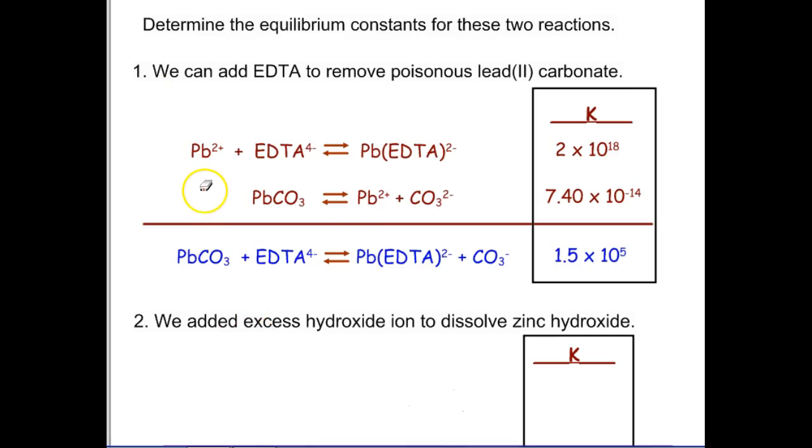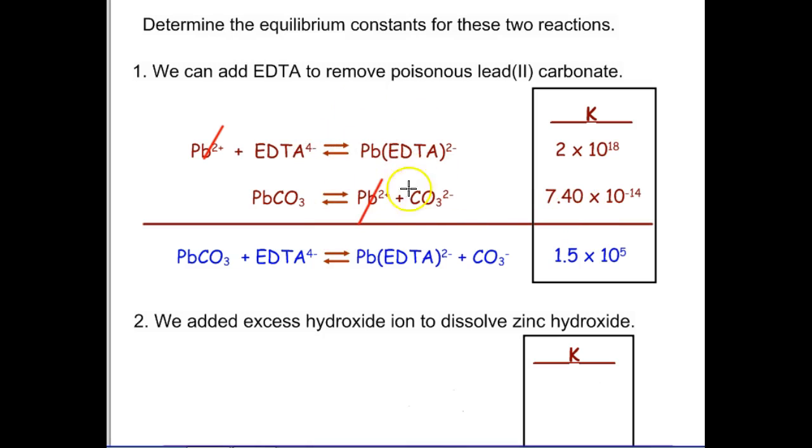So this is what it looks like for the first one. It doesn't matter which one you put on top or the bottom. I just happened to do this one on top. I have my lead ions, which end up getting canceled out. They react with EDTA to form a complex ion with a really big K. And lead carbonate dissolves to form lead ions and carbonate ions barely at all. We would think of that as something that is insoluble, something that doesn't dissolve.